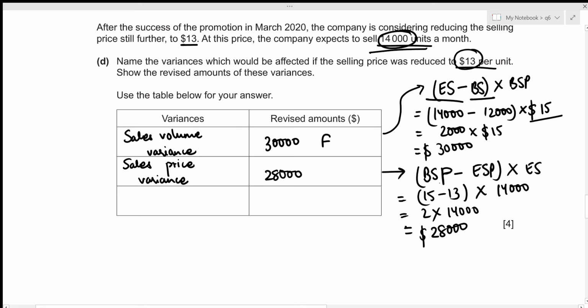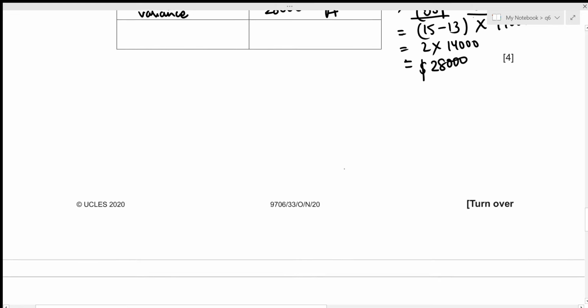And we can see that our budgeted selling price per unit is greater than our expected selling price for the month of March, which means that the sales price per unit has decreased, which is not a favorable condition. This is actually an adverse condition. This concludes the fourth part of this question. Now we can move towards the fifth one.